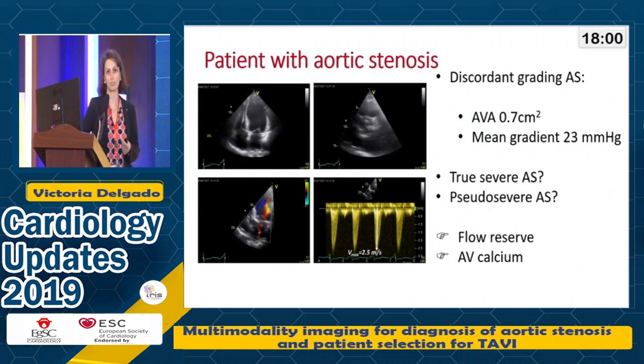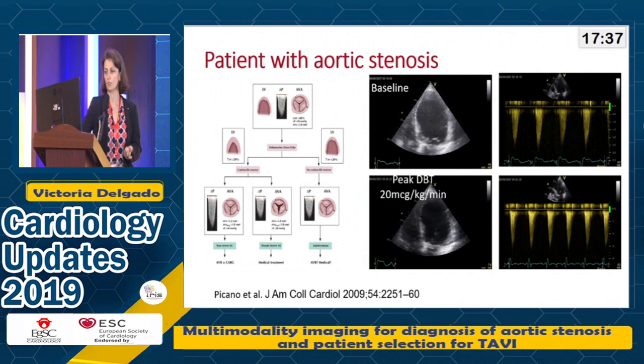So there are two ways of trying to discern this question. Either we increase the flow reserve and we see if the aortic valve remains tight, and that will be a severe aortic stenosis. And if it opens more, then the problem is the left ventricle. And the other one is to assess the calcium burden of the aortic valve. So in order to increase the flow, one of the techniques that we can use is dobutamine stress echocardiography.